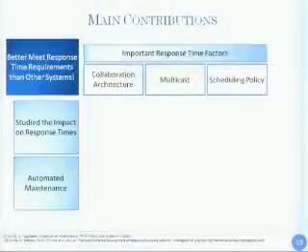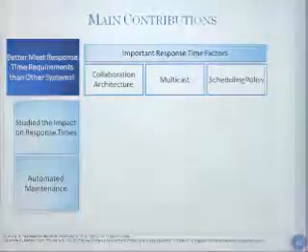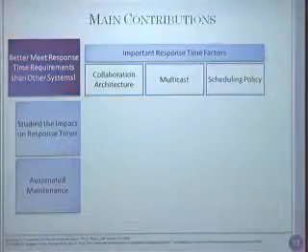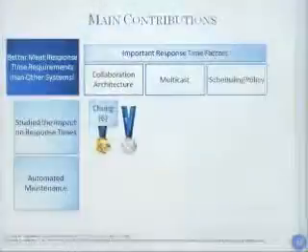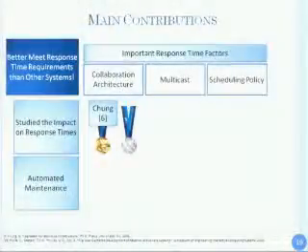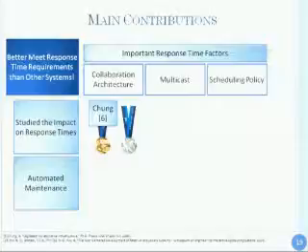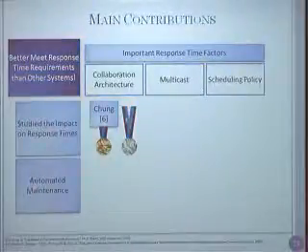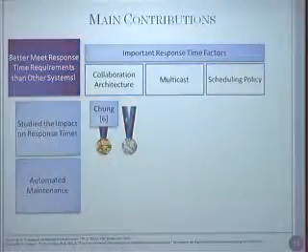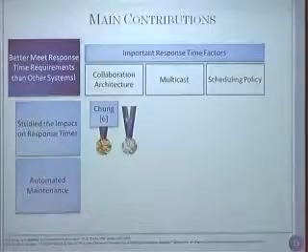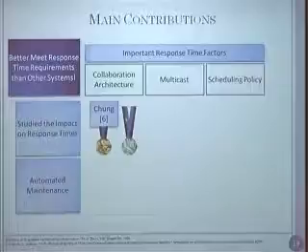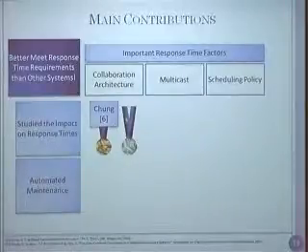Well, I studied three important response time factors: collaboration architecture, multicast, and scheduling policy. Of these three factors, only the impact on response times of the collaboration architecture has been studied before. In particular, Chung has created a system that supports dynamic transitions between architectures and has shown that these dynamic transitions can improve performance in a collaborative session. I extended his work by actually automating the decision of when to make the switch.